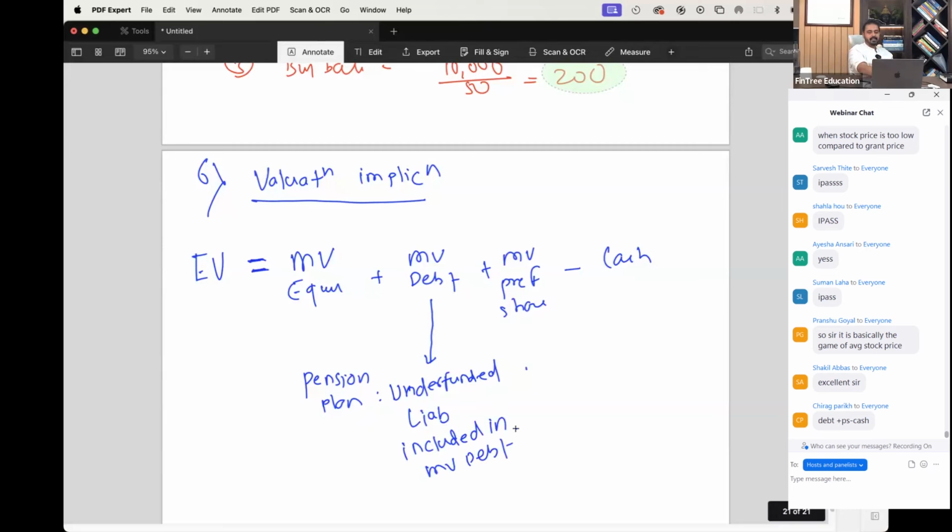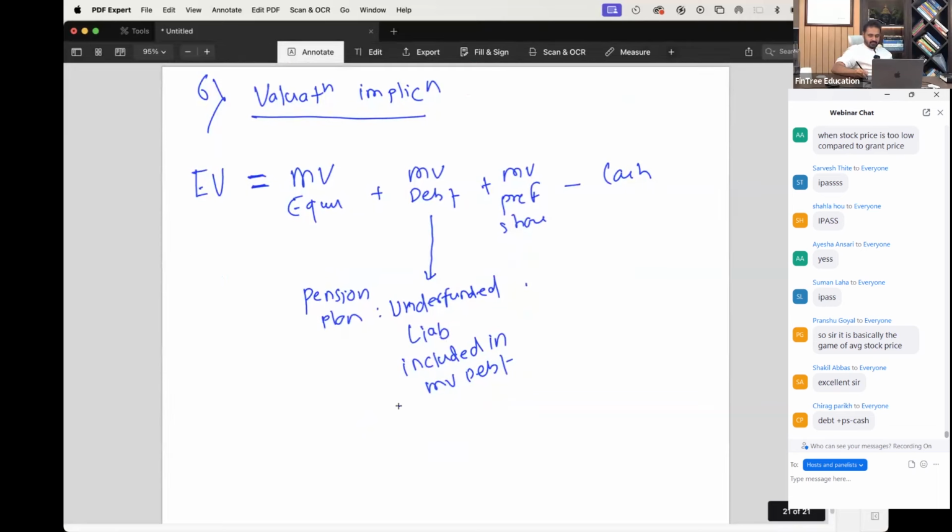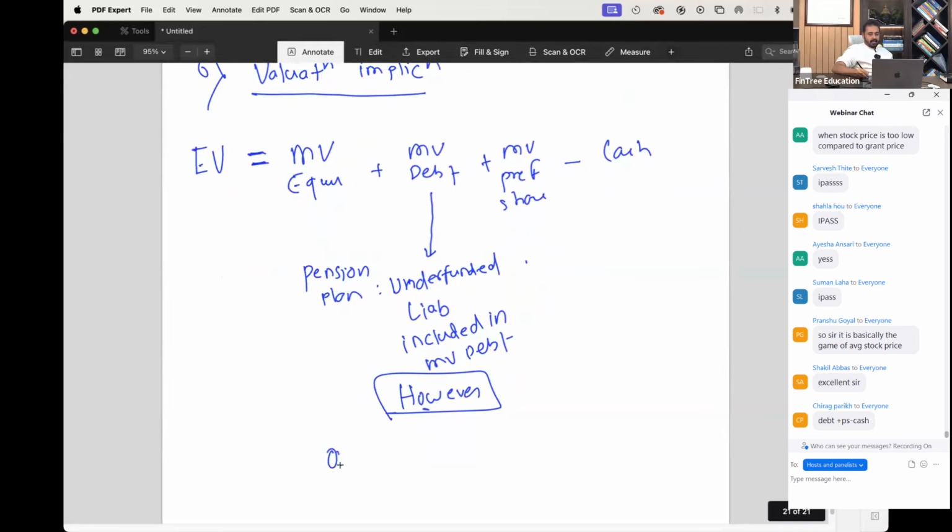The logical reasoning given by the curriculum is they're saying, listen, at the end of the day, it's a pension liability. At some stage, the company will have to pay. So treat this like any other liability, add that to market value of debt. However, the curriculum goes on and says that there is an asymmetrical treatment. If the plan is overfunded, then by that argument, this should become a minus item, no? But if the plan is overfunded, then you simply ignore. Okay, that's the treatment which is given.